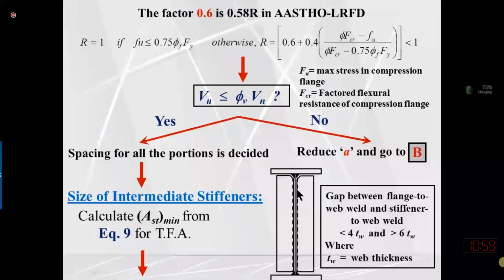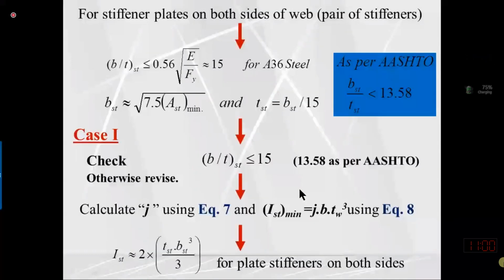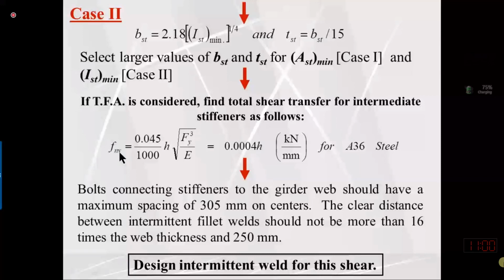And what will be the design force used to design this weld? An empirical formula is suggested by AISC. So design shear flow is computed by this parameter: 0.045 divided by 1000 into 8 under root Fy cube over E. And for A36 material, this parameter will become like this. So this is the shear flow. If we are providing a bolted connection, then the spacing of the bolts or rivets should not be more than 305, if we are connecting the stiffening plate by fasteners with the web.